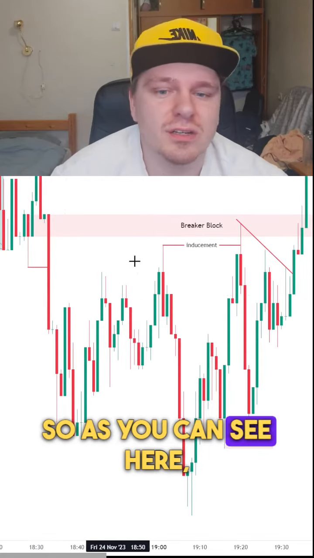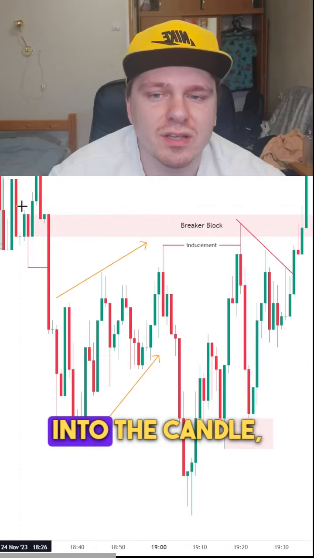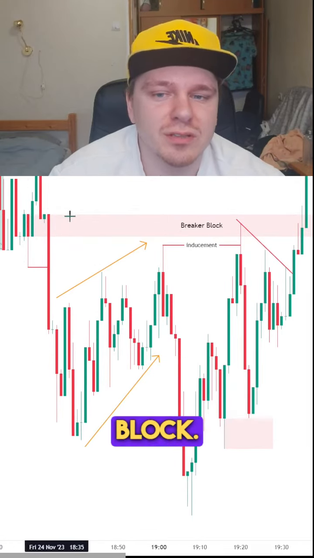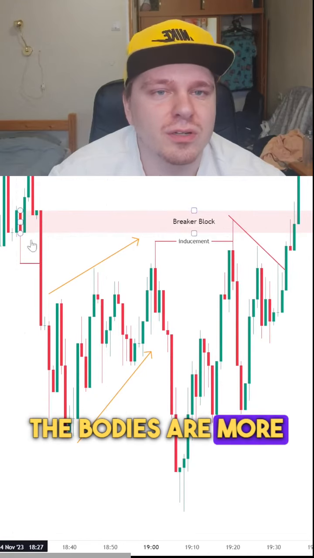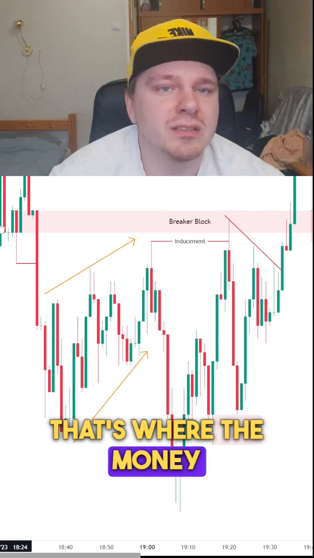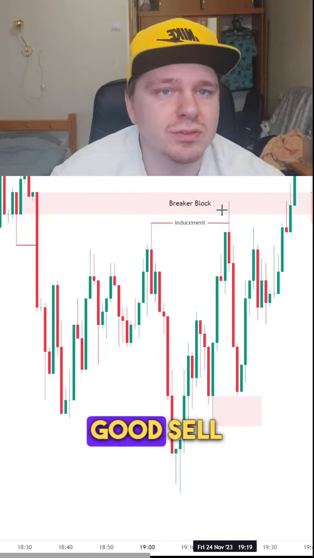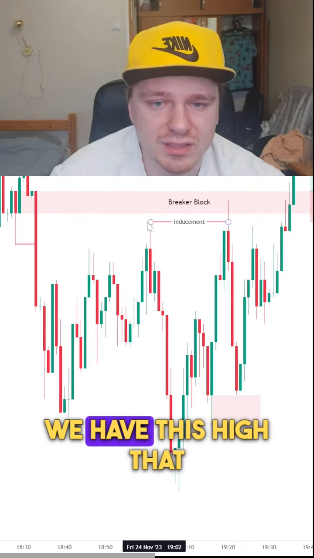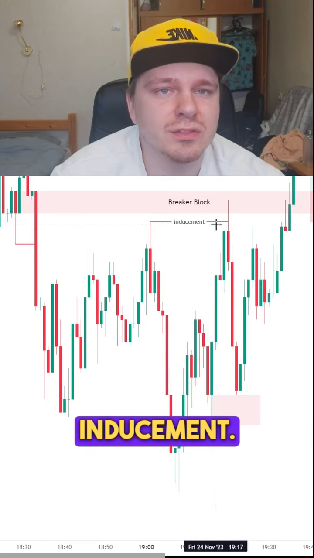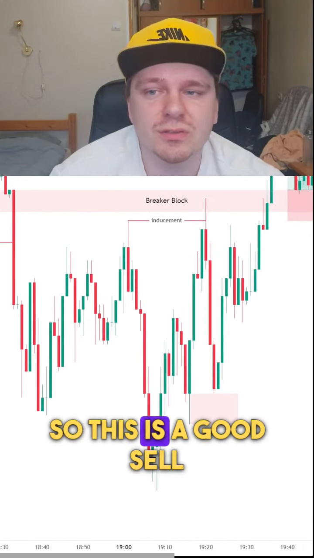As you can see here, we have this kind of channel coming back up into the candle, but it never touched the body of this breaker block. And as we know, the bodies are more important than the wicks in these cases, because that's where the money is. So this is basically a perfect example of a good sell setup. We have this high that created a new low, so this we would call an inducement. And just above it, we have this breaker block. So this is a good sell setup.